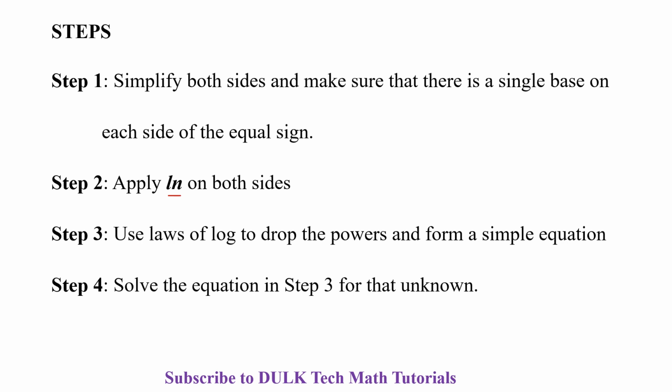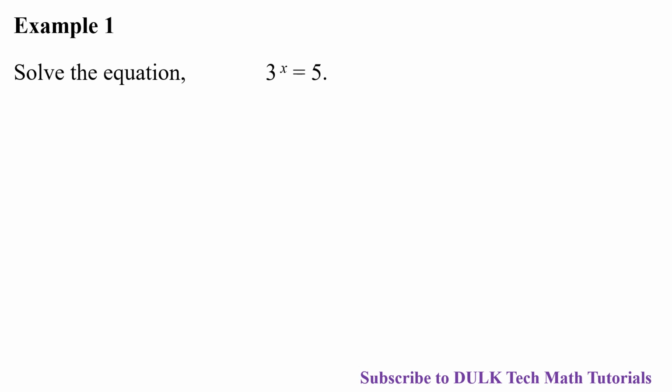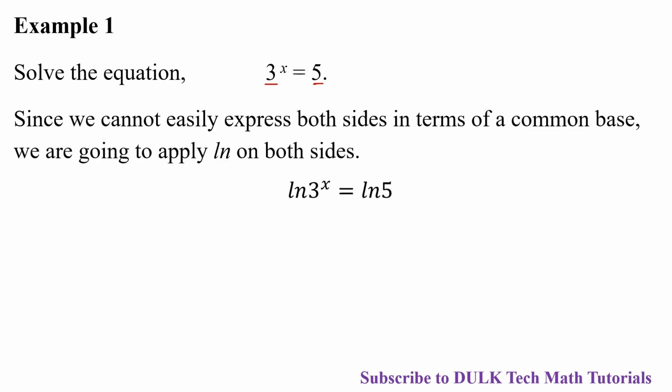For example, in this case we can't easily express 3 in terms of 5 or 5 in terms of 3, or 3 and 5 in terms of a common base. So what we are going to do here is apply the natural logarithm to both sides like this. Now, according to this very important law of logarithms, we can drop this power and make it the coefficient of ln 3 here, like this.